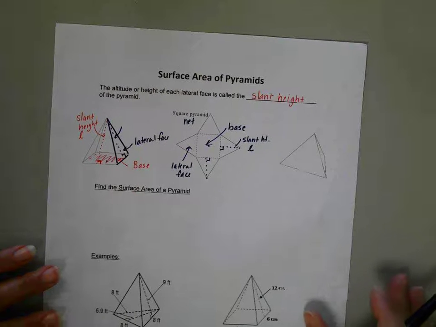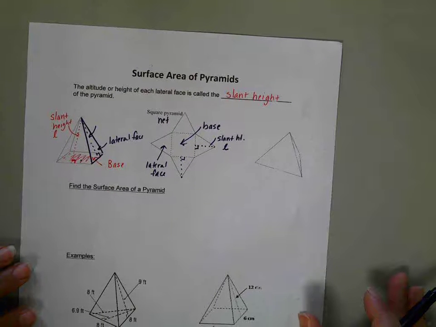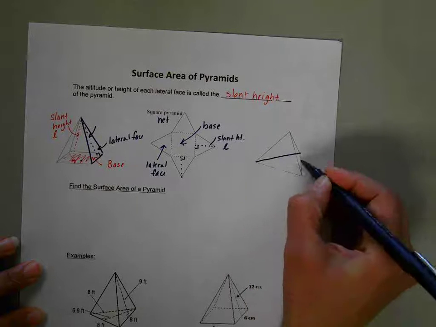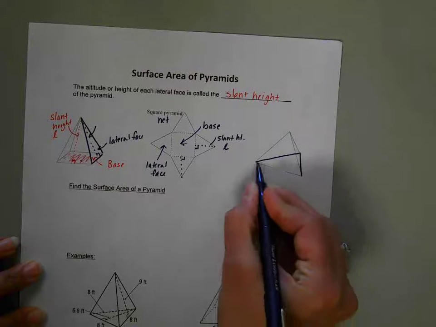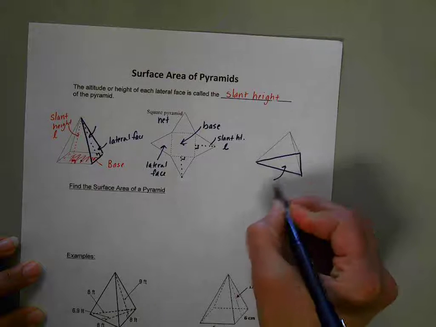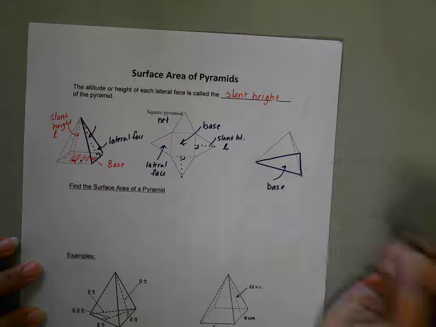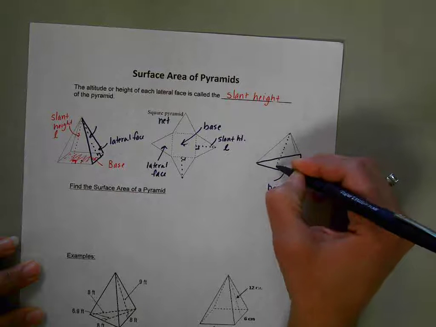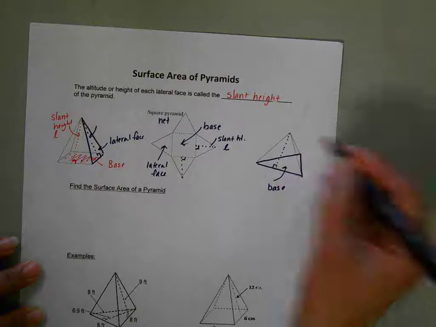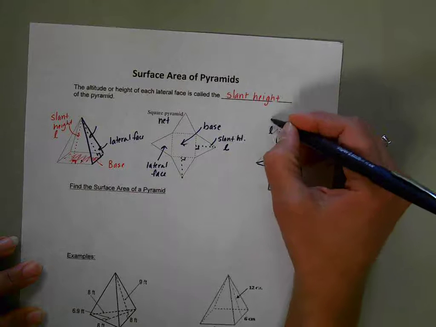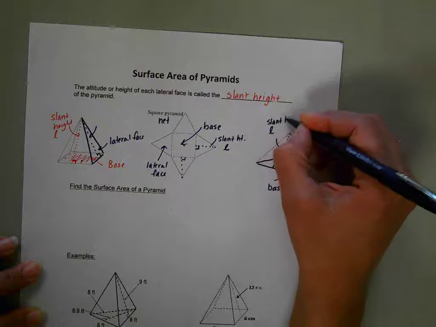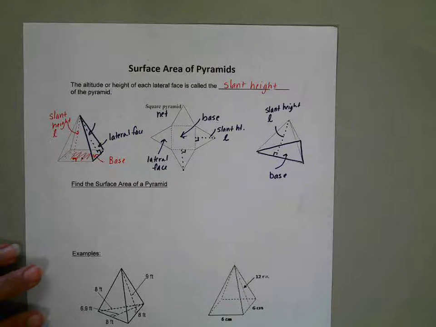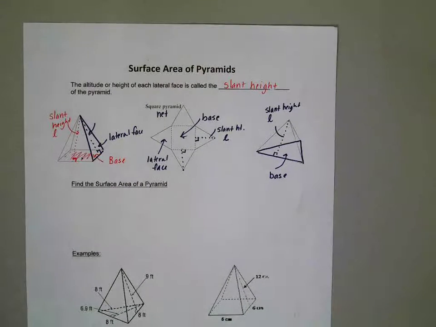Okay. Now let's look at a triangular pyramid. So our base here is a triangle. Okay. And here's our vertex, and coming straight from the vertex down to the side, the base, is our slant height. These parts of the pyramid are going to be important when you are finding surface area.